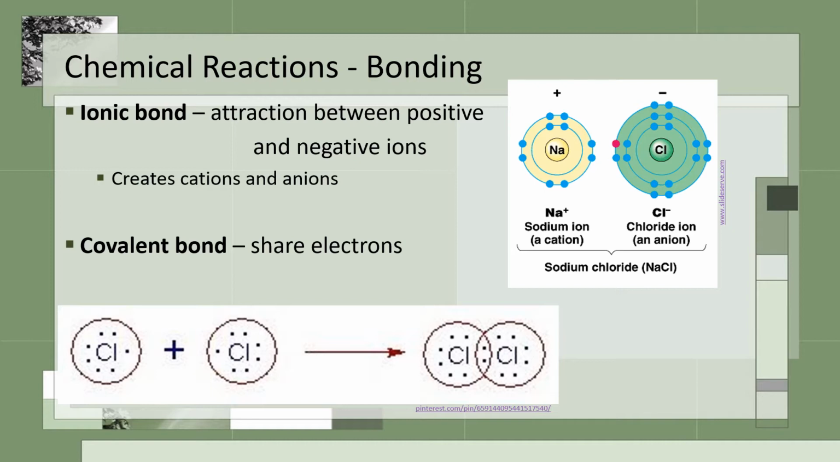Covalent bonds, on the other hand, are when 2 atoms both make use of a few of the same electrons. They share those electrons to fill the octet rule and fill the valence shells. Looking at these 2 chlorine atoms, they each have 7 electrons, but if they bond, they can each benefit from each other filling the valence shell.